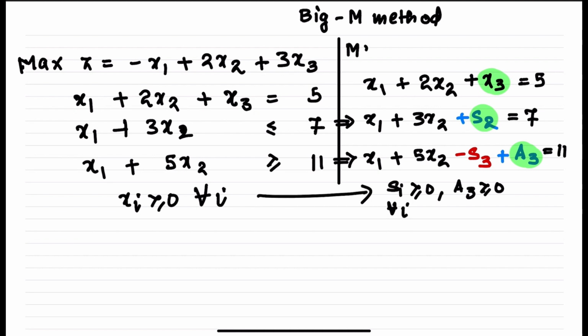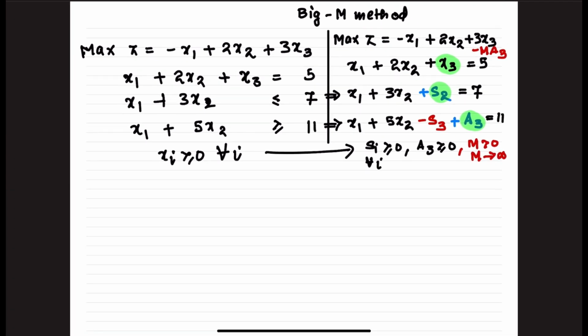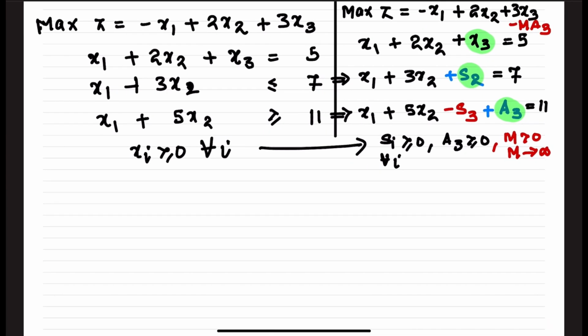The objective changes. Objective becomes minus x1 plus 2x2 plus 3x3. This is the original part, and the penalty term, in the maximization case, is added only for a single artificial variable. The penalty is minus M into A3, where M is positive, M tends towards infinity. Okay. So now we make the table.